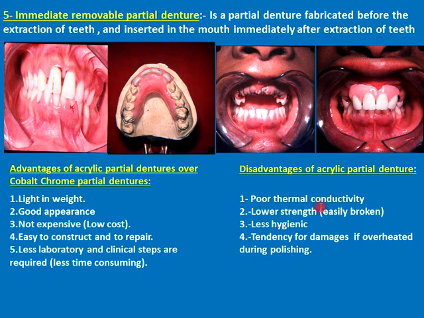الديسادفانتج it is a poor thermal conductivity، ما توصل حرارة وبرودة مثل الأكريليك بارشال دنشر. It is low strength يعني easily broken لأنه مصنوعة من أكريليك مو مثل الميتال. Less hygienic يعني بقايا الطعام stick to it easily، فيكون إذا ما ينظف المريض راح يكون صعوبة التنظيف مالته. و tendency for damage if overheated يعني من أثناء عملية التصنيع، إذا أثناء البوليشينج عرضناه إلى سرعة عالية فممكن يصير به دامج بالبارشال دنشر.